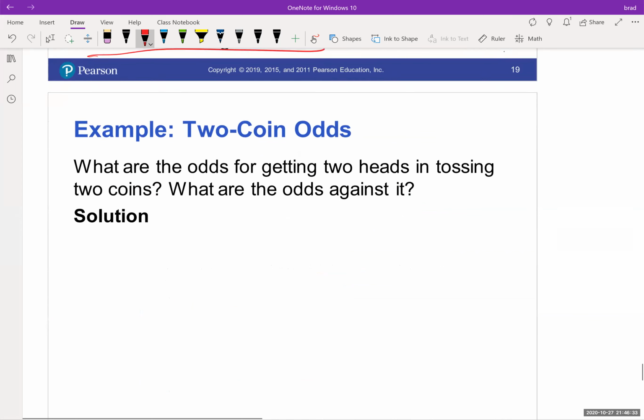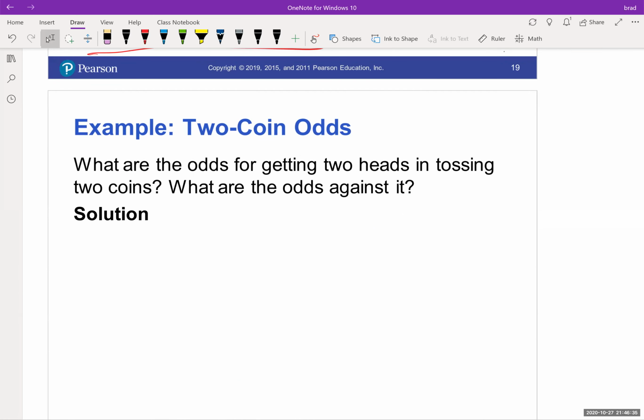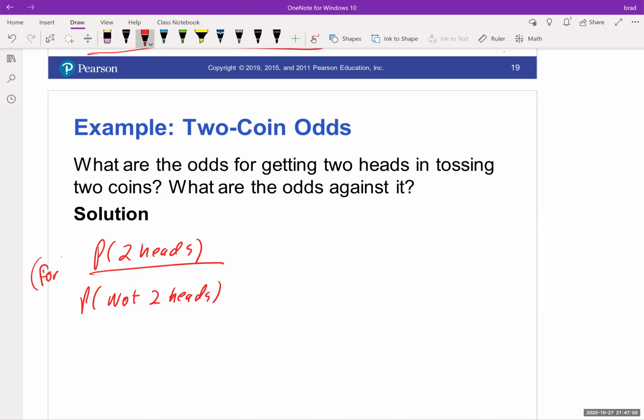Okay, so what are the odds for getting 2 heads when tossing 2 coins? What are the odds against it? Okay, so we're going to do the probability of 2 heads divided by the probability of not 2 heads, right? So this is the odds for. Now, the probability of getting 2 heads is 1 divided by 4, right? If we go back to our table.